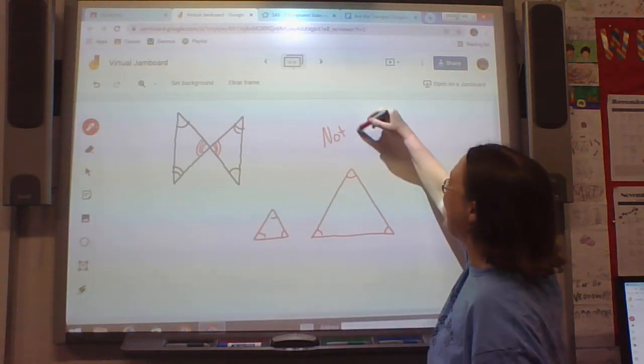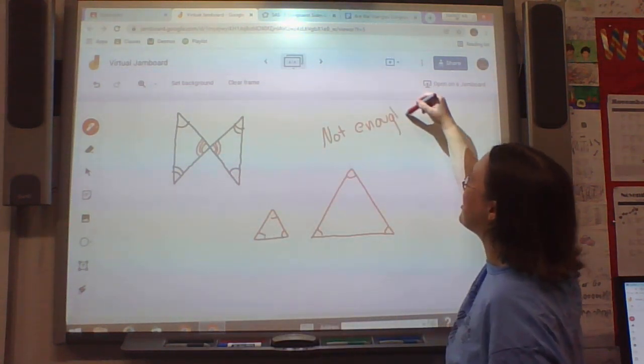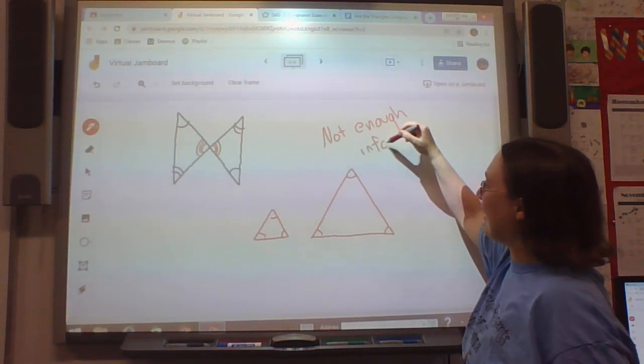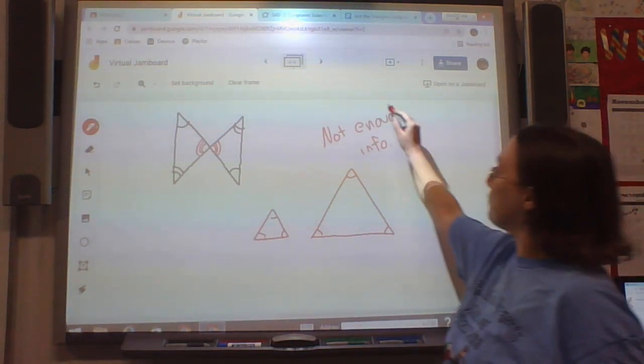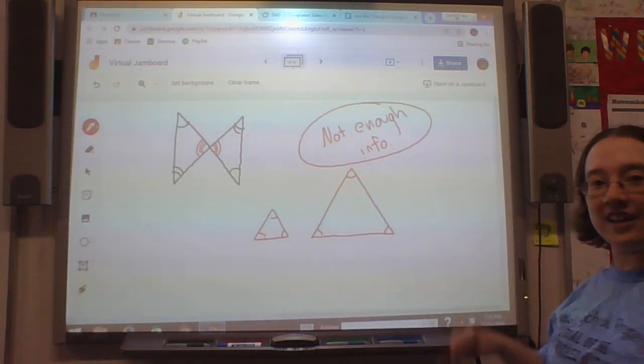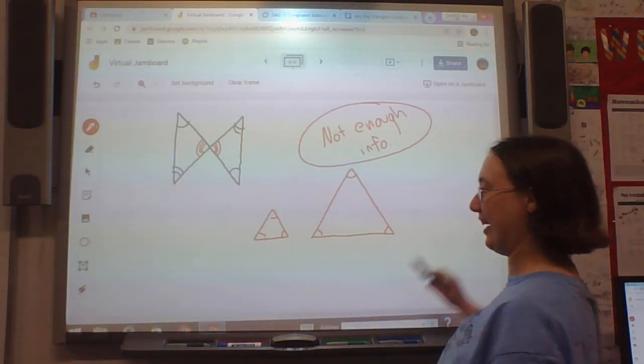Enough has an ENOUGH in it for some reason. So not enough information to say that these are congruent. Okay, because angle, angle, angle is also not a thing.